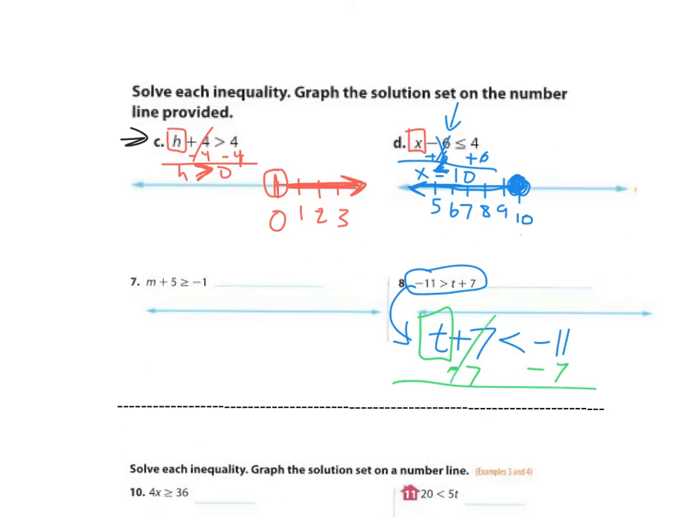Okay? Now the 7 cancels out with negative 7, or when you subtract them. So t is less than negative 11 minus negative 7, which is going to give you negative 18. No, that is not a mistake. It is less than negative 18. Okay?